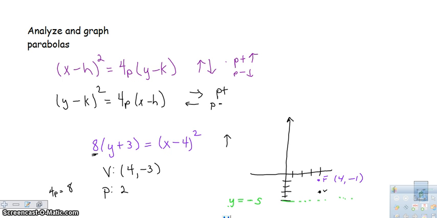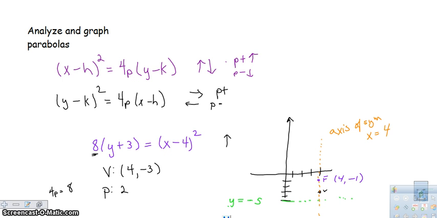Now, we also have the axis of symmetry, which, since this is going up and down, goes up and down. The equation for the axis of symmetry would just be x equals 4, right? That one would be a vertical line. The directrix is a horizontal line.